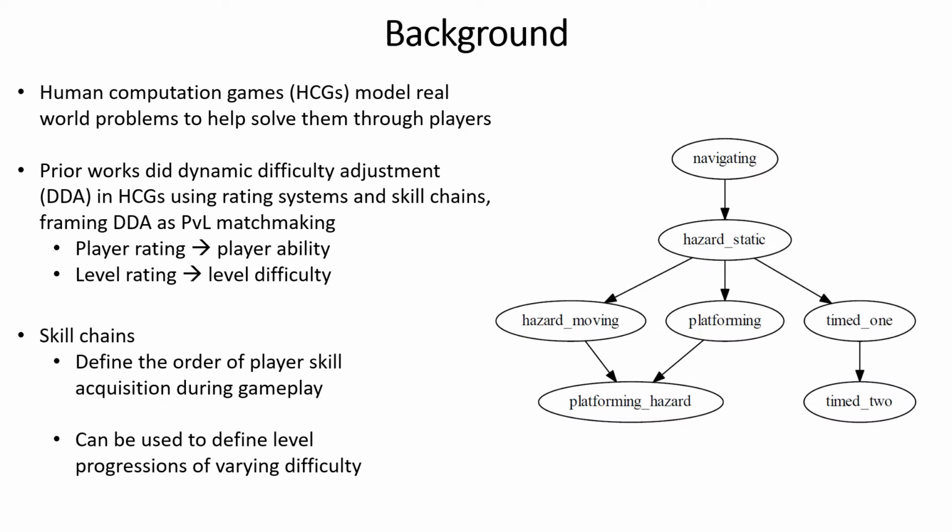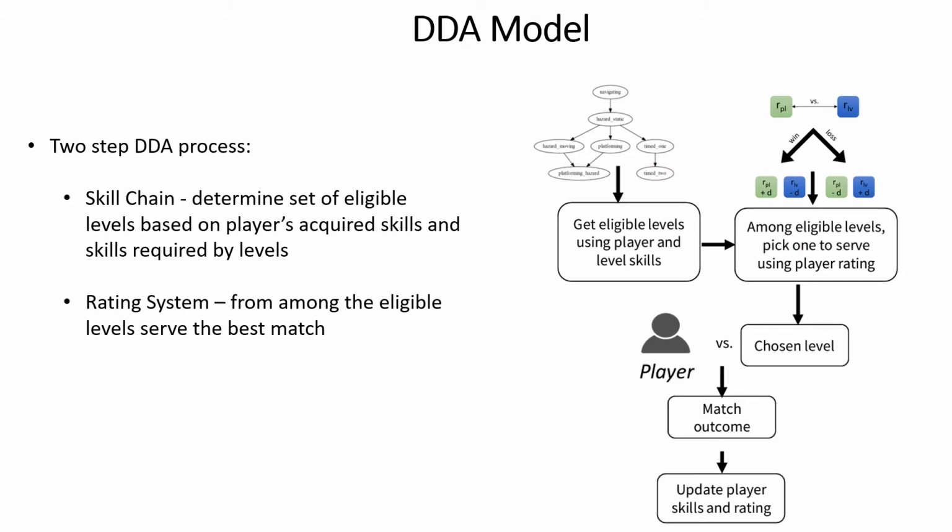Additionally, skill chains give us another type of this progression-based method of difficulty adjustment. Skill chains define the order in which players acquire skills during gameplay, and this order of skill acquisition can then be leveraged to define level progressions of different difficulties. In a prior work, we combined the use of rating systems and skill chains to form this DDA model, which at a high level works in two broad steps. In step one, the skill chain of the game and the player's acquired skills are used to determine the set of eligible levels. And then in step two, the rating system determines from among the eligible levels which one is the best match for the player, and then that level is served to the player.